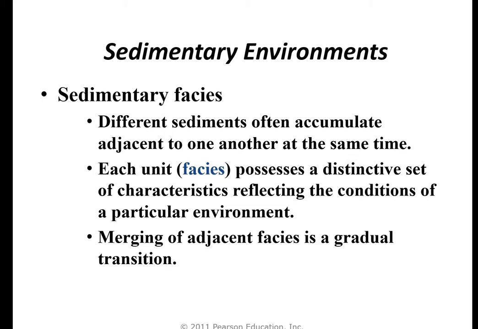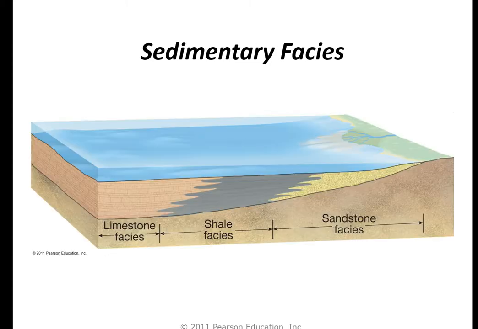Different sediments can often accumulate adjacent to one another at the same time, and each unit possesses a distinctive set of characteristics reflecting the conditions of a particular environment. The merging of adjacent facies is a gradual transition. So here we have the limestone gradually going into a shale environment into a sandstone environment near the shoreline.